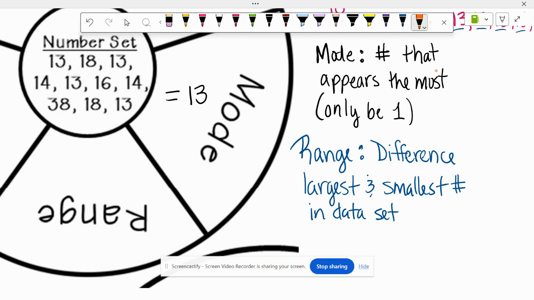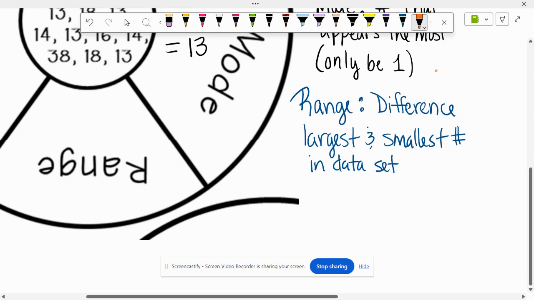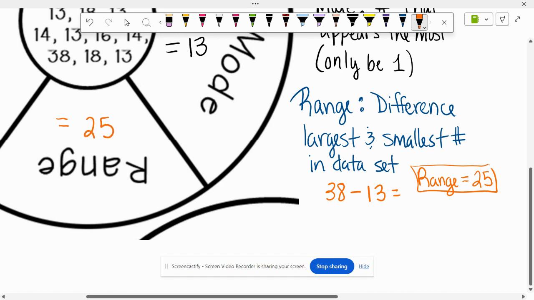So if I were to find the range of my data set, what is my largest number in this data set? 38. And what is the smallest number in my data set? So the range equals what? 25. So my range equals 25. So that's what I want you to put on the front flap. Where it says range, I'm going to write equals 25. And again, I know mine is upside down. I can't spin it around.